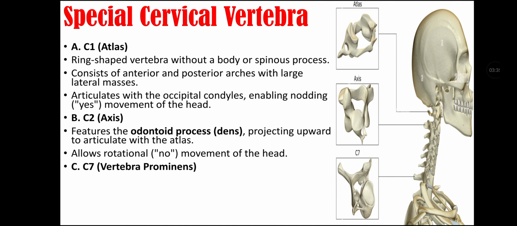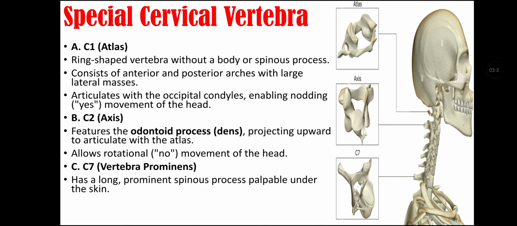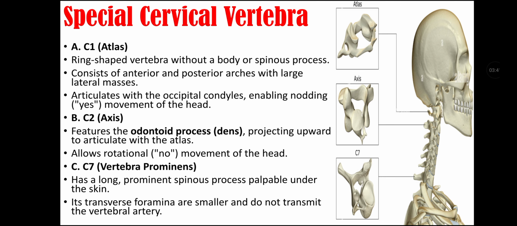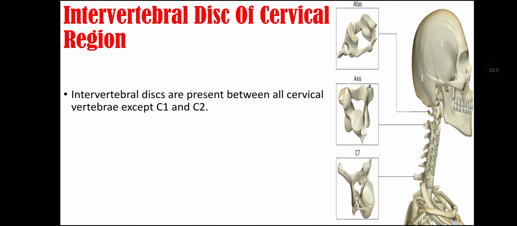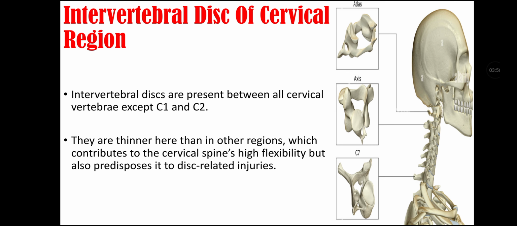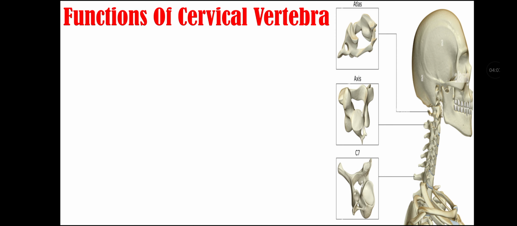Then there is C7 that is also called as vertebra prominens. It has long prominent spinous process palpable under the skin. Its transverse foramina are smaller and do not transmit the vertebral arteries. Intervertebral disc of cervical region. Intervertebral discs are present between all cervical vertebrae except C1 and C2. They are thinner here than the other regions, which contributes to cervical spine high flexibility but also predisposes it to disc-related injuries.